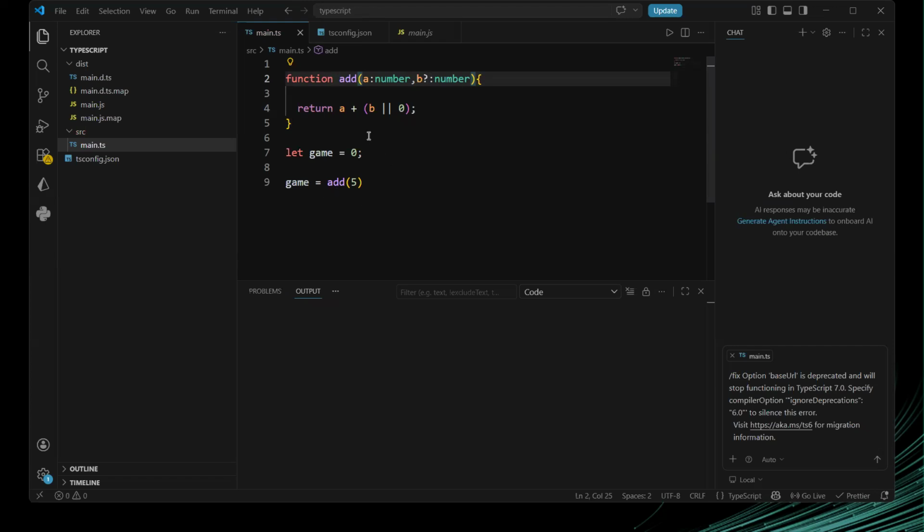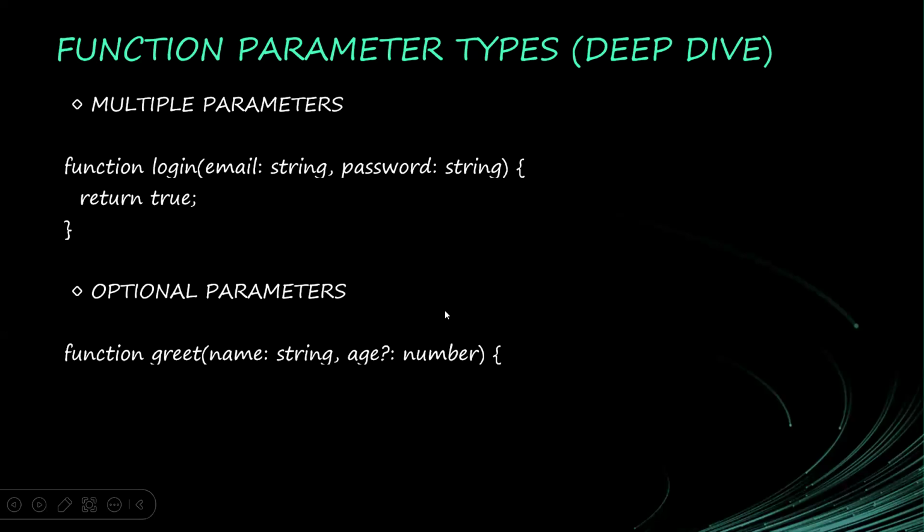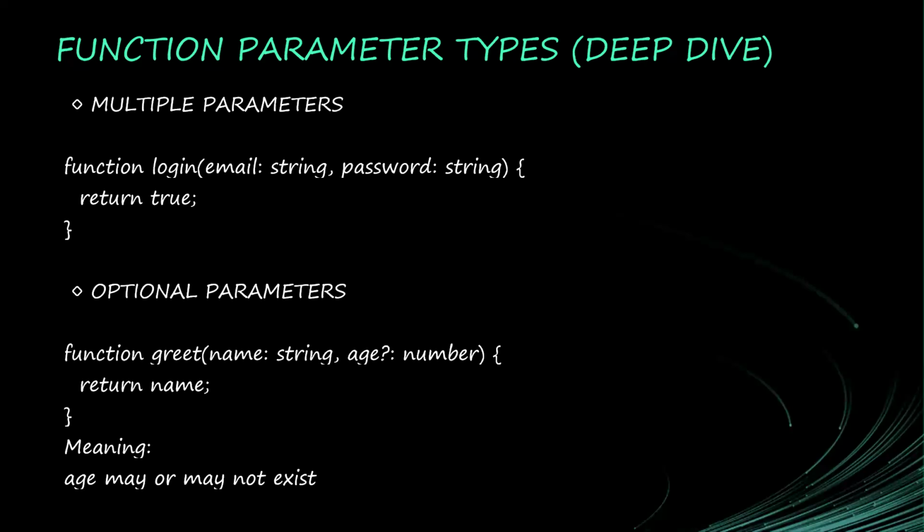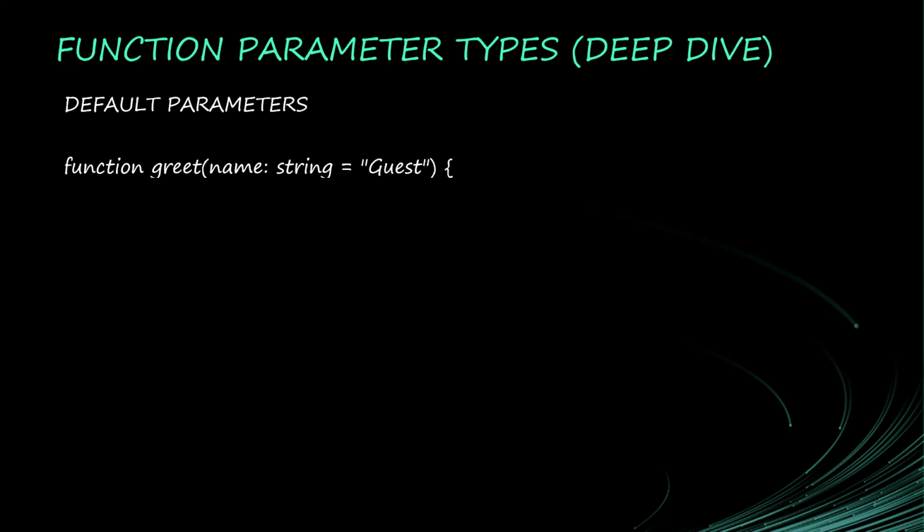It's just that I have to now add something in the code so that if B is available, it will take B. If it's not available, it will take 0. All right? So that question mark between the variable name or the input name and the colon, that makes it optional. It means that age may or may not exist. Okay. Default parameters. Now, you can give your parameters default values.